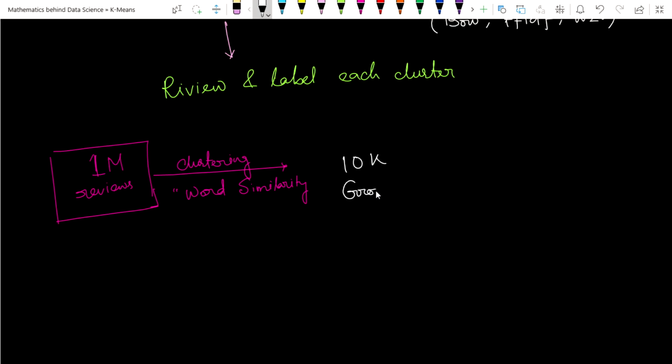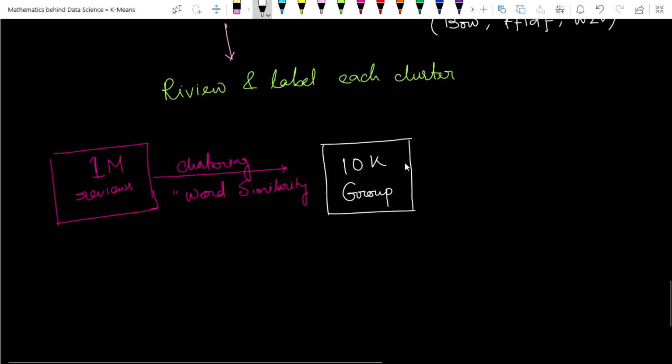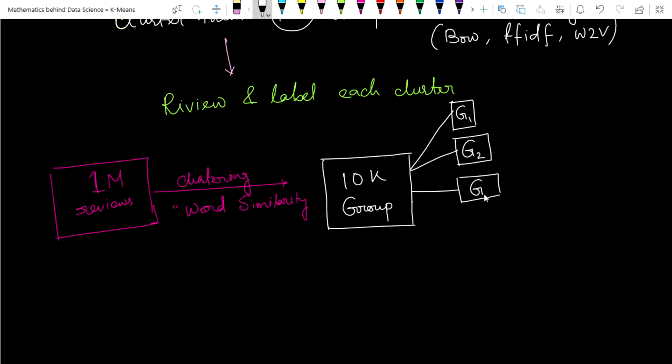After that we build 10K groups based on similar words. After building these 10K groups, we have to pick each group. Suppose this is group 1, this is group 2, this is group 3. Like that we have to pick each of the 10K groups.